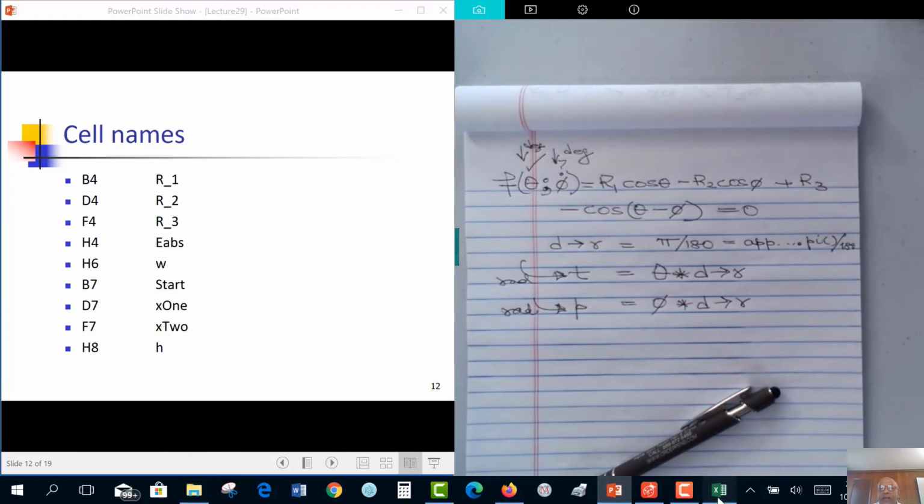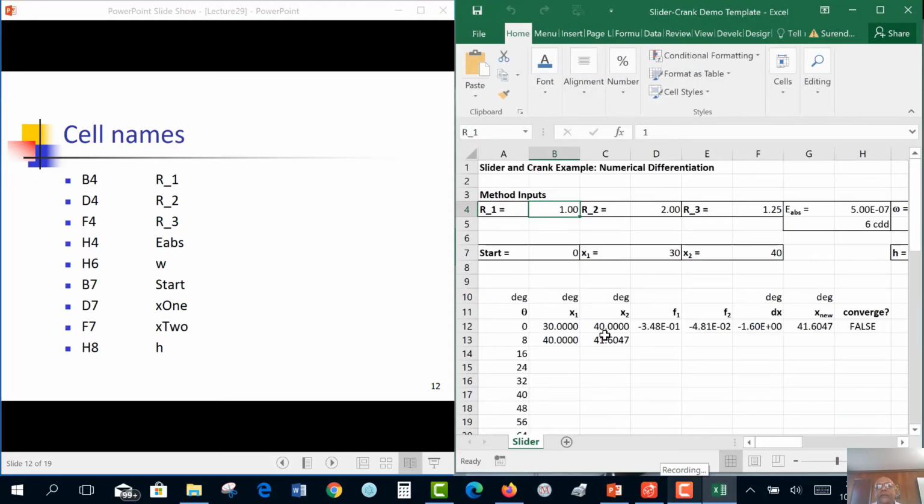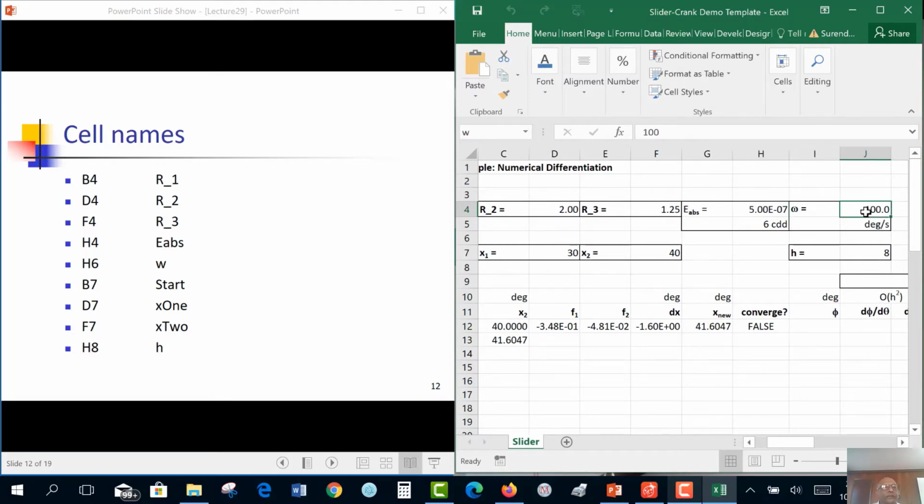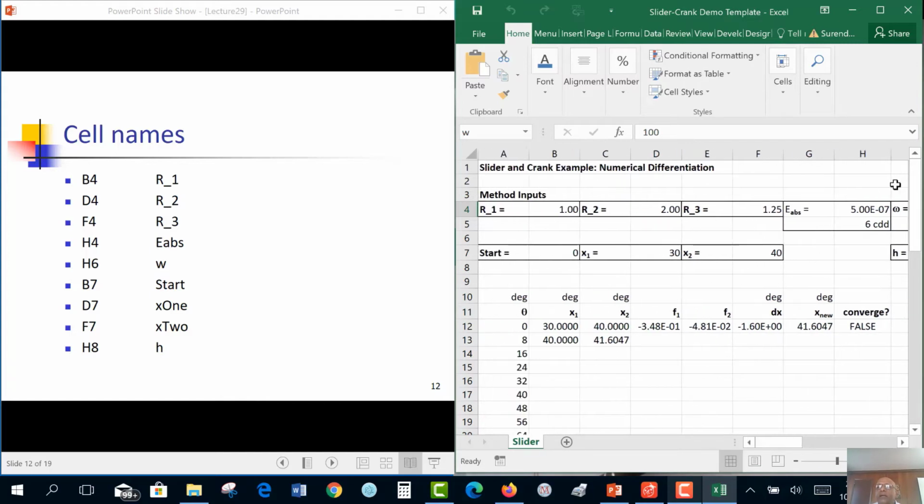Okay, so let's start naming names. So this R1, we are going to say R1. This is R2. This is R3. This is EAPS. And we have omega, which we don't need right now, but we'll leave it hidden. So just to solve our transcendental equation, we need these 4 values.